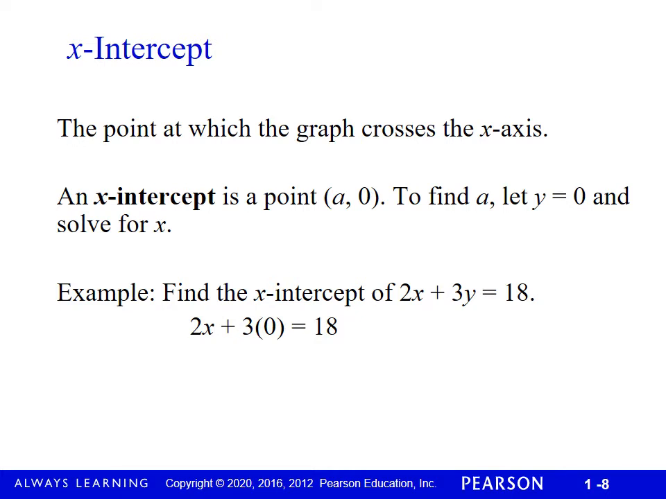So we have 3 times 0. We get 2x equals 18. Divide both sides by 2, and we get x equals 9. Okay? Now, the x-intercept is a point.